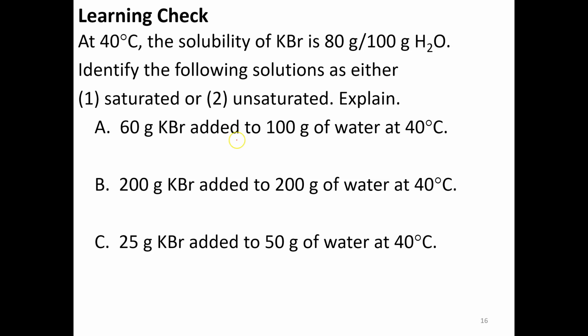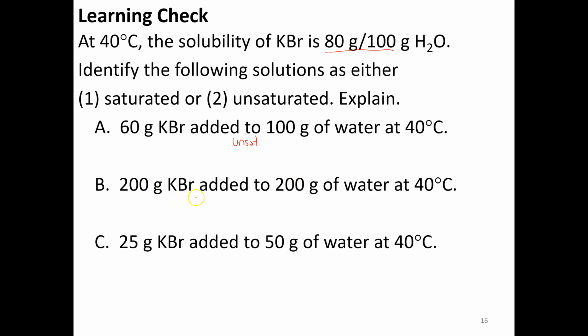Very impressive. All right, at 40 degrees Celsius, the solubility of KBr is 80 grams per 100 grams. Identify the following solutions as either saturated or unsaturated. Well, if 80 per 100 is the max, right? Anything over this is going to be super, so that'll be oversaturated, really. Or you could call it saturated because there's only two options here. Anything below this would be considered unsaturated. So 60 grams per 100 grams, that's below this. So this is going to be considered unsaturated, right?